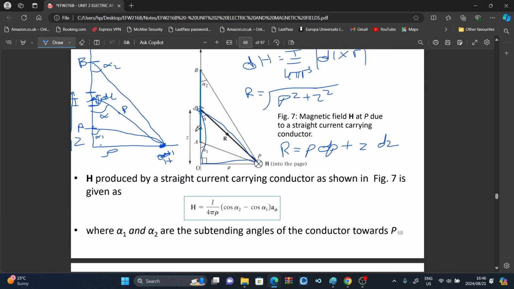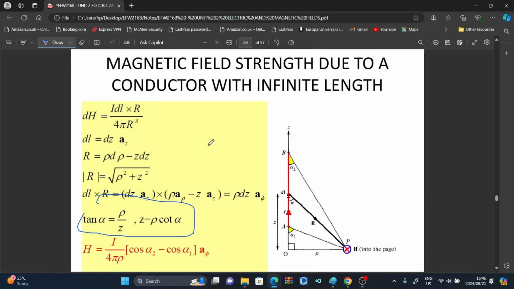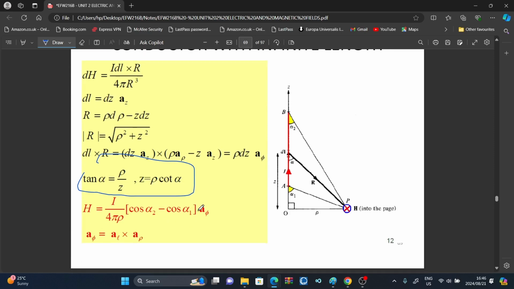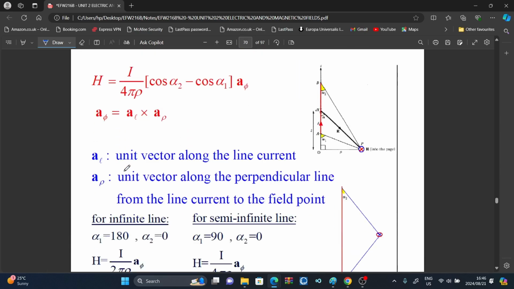And then they also show you your dL, they take it as dz. dz is then in the direction of az, so that's our unit vector. And then they substitute all these values into this equation, and you get your alpha in terms of p and z, and then they derive this one. So the important one to remember is this one here, and then even this one, the unit vector calculations.